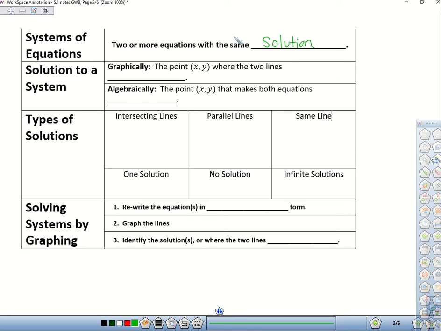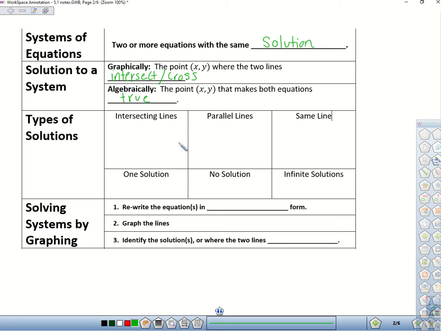And graphically, the point x, y is where the two lines what do you guys think? Intersect or cross. Okay, intersect is the same thing as where the lines cross. Like think of an intersection of a street, where the two streets meet and they cross each other. And then algebraically is the point x, y which makes both equations true, a true statement. So if you plug in x and y, your two sides of your equation will be equal to each other, okay?